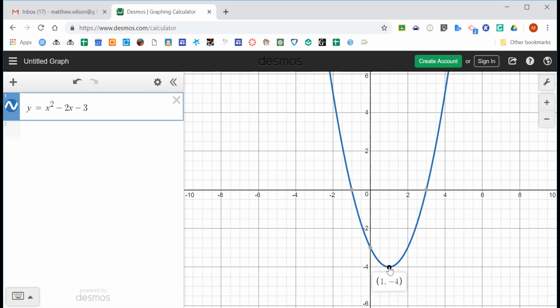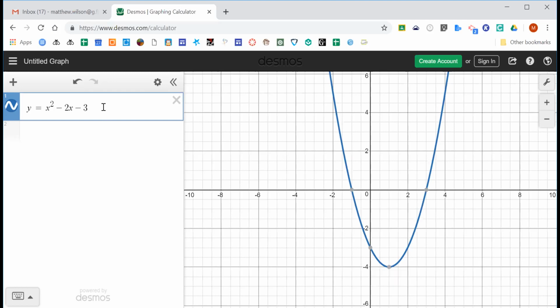And then you can see right down here at 1, negative 4, that is that minimum value. And so this vertical line that runs all the way up here will be x equals 1. Notice it shares the x value of the vertex. So if x equals 1 is the axis of symmetry, then that means the vertex is going to have 1 as the x value. The y value will be different. It'll be the result of what you get.